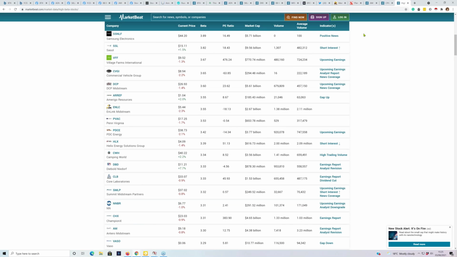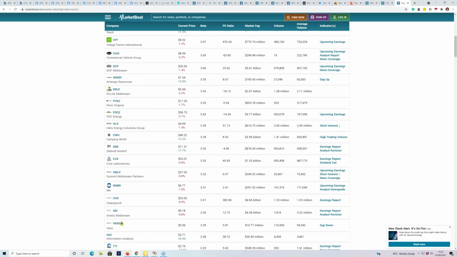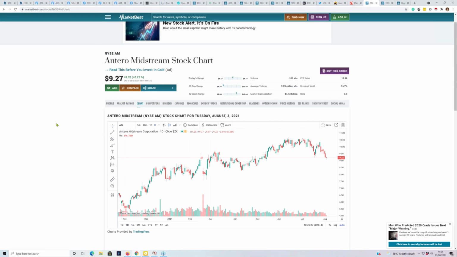And what I've done is I chose two of these, looking through them. I had a quick look. One of them was AM. It has a beta of 3.3. It's called Antero Midstream. The first thing I did was take a look at the chart on MarketBeat, and I've also got it on NinjaTrader. I looked at this chart and I thought, do you know what? This is a really nice chart.